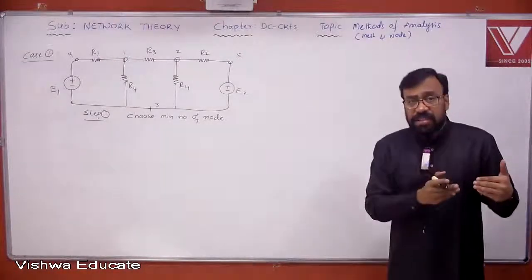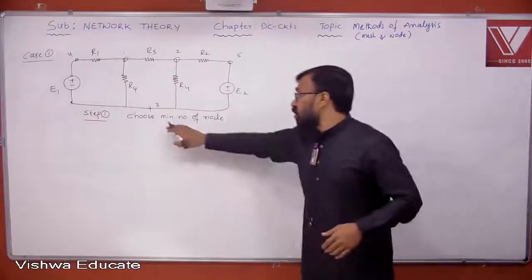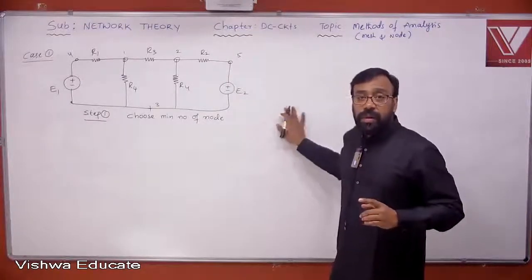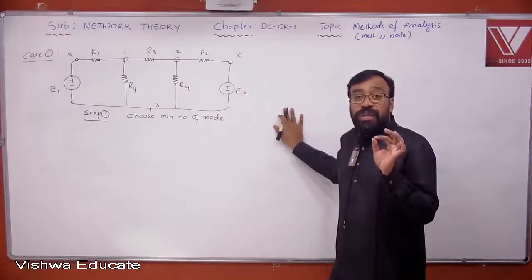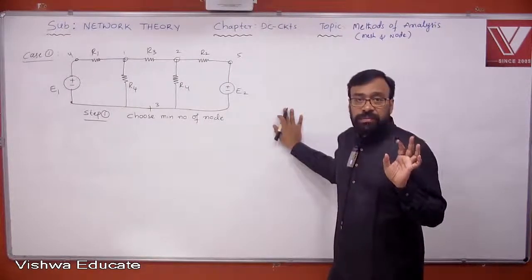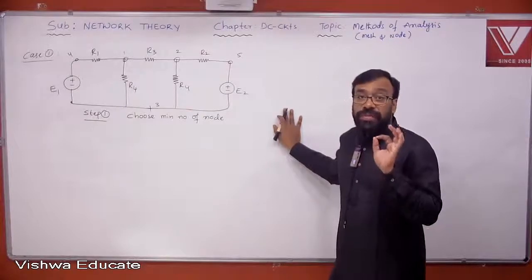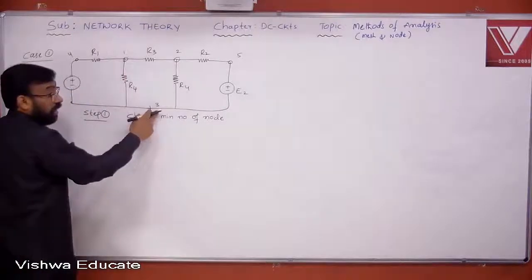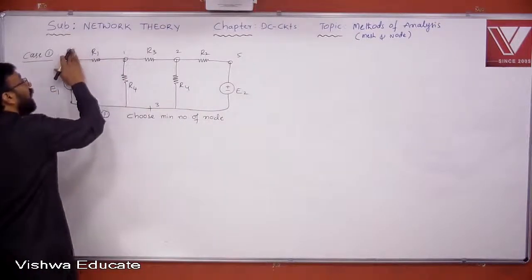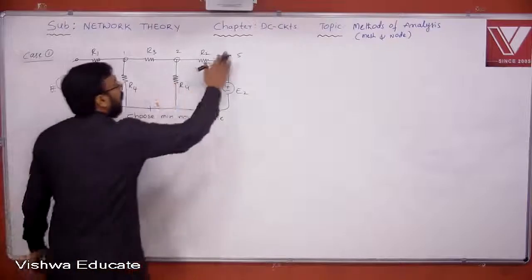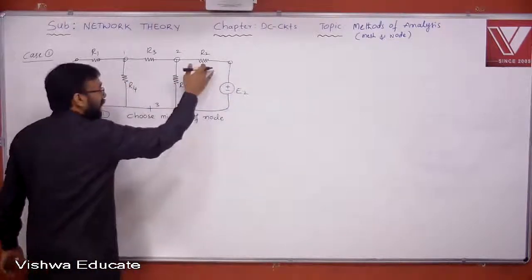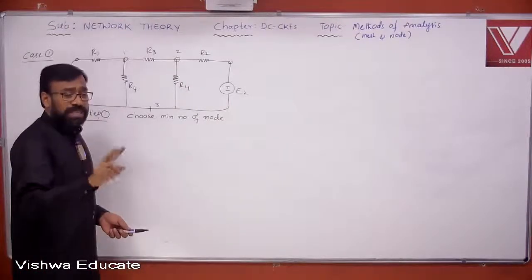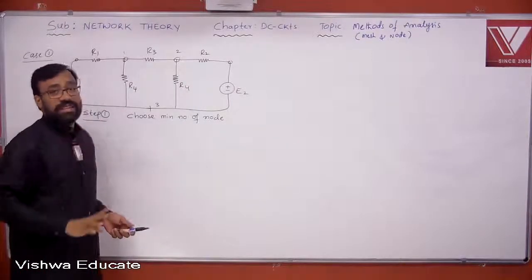But in our analysis, what is our objective? We want to choose the minimum number of nodes. For that, you select a node with minimum degree 3. So what is the degree here? Degree 3, degree 4. Therefore, I can choose to eliminate the degree 2 node. Degree 2 means the elements are connected in series only. Wherever you have degree 2, that means there are 2 elements connected in series.